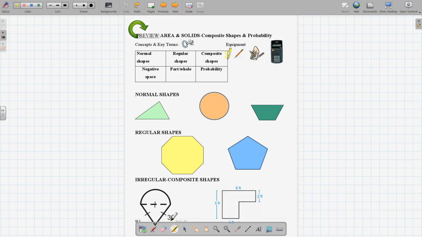So today we're going to continue talking about area. We're going to contrast the difference between normal shapes versus composite shapes, regular shapes, something called negative space, part over whole, and probability. You're going to want a calculator.